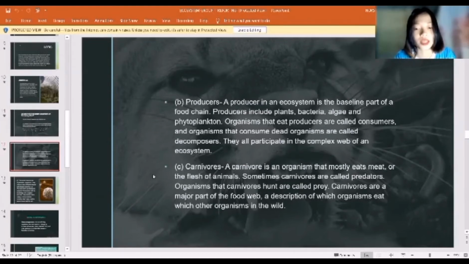Next is carnivores. From the word carne, it is the organism that mostly eats meat or flesh of animals. Then, sometimes, yung carnivores, tinatawag din silang predators. Then, yung organisms na hinahunt ng isang carnivore, ang tawag naman sa kanila ay prey. And also, yung carnivores, the major part of the food web.